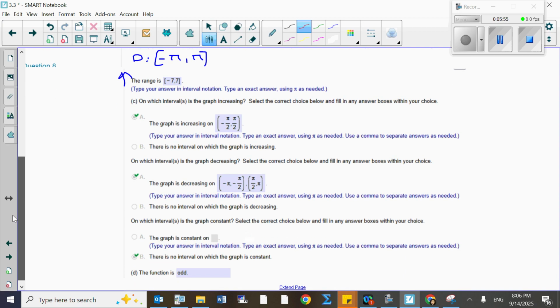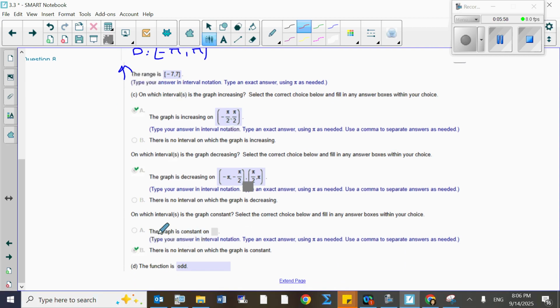And also, there's no part on the graph that is constant. So there's nothing to write about this.